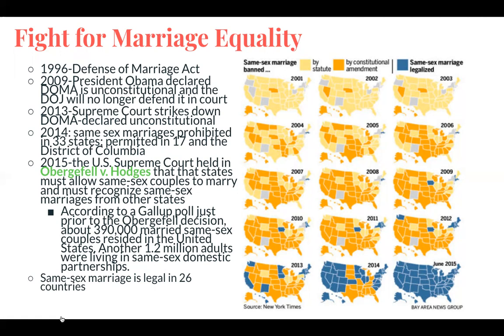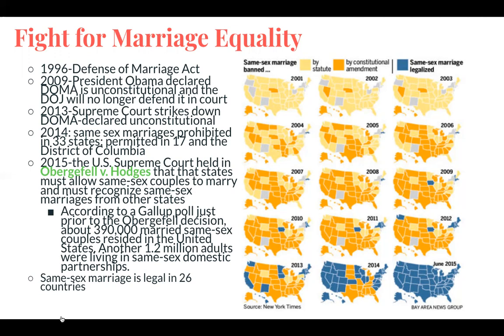So in 2009, when President Obama, former President Obama, declared that DOMA was unconstitutional, and that under his presidency, the DOJ, the Department of Justice, was no longer going to defend it in court, what quickly happened was, in a lot of states, there started to be cases and pushback against state laws, state statutes and amendments that prohibited same-sex marriage. And so, in 2013, basically the Supreme Court struck down DOMA. They said, hey, it's unconstitutional. And so once they said that, some states pretty quickly approved same-sex marriage. 17 states and the District of Columbia allowed same-sex marriage by 2014. But that still meant that it was prohibited in 33 states.